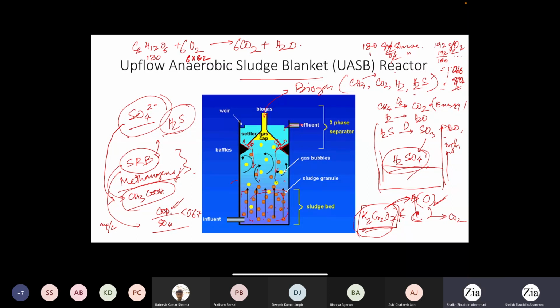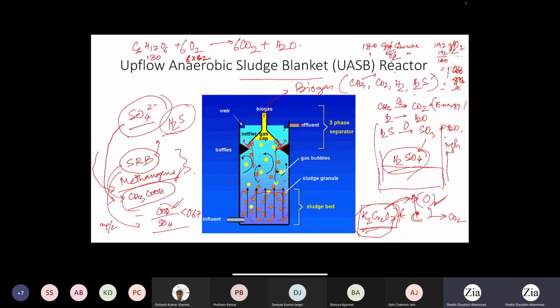And after checking that, if you feel COD is actually not appropriate, suppose COD content is a little low, then you can actually add some other wastewater having more carbon content. So that secondary wastewater will compensate and increase the COD value, and then make it favorable for methanogens, and you will get higher concentration of methane and less concentration of H2S.